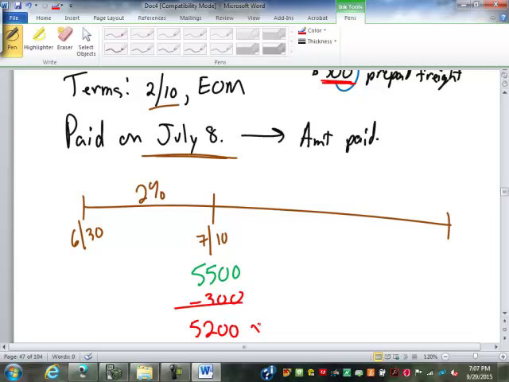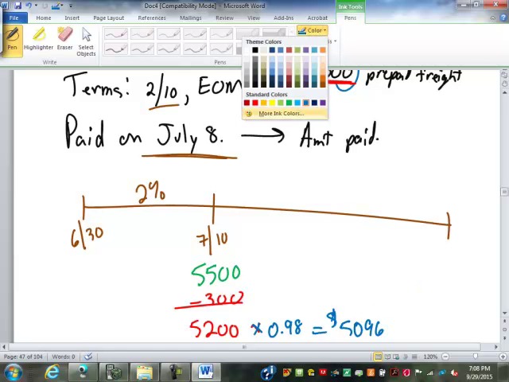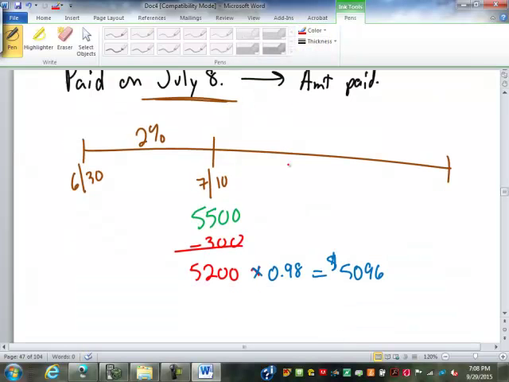So that'll be times 0.98, which is going to be what? 5,096. Thank you. $5,096 is the amount after the 2% discount. And then we have to add back in the 300 freight. Yes, 5,396. Because you never get a discount on freight. Period.